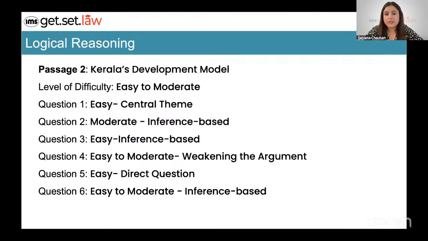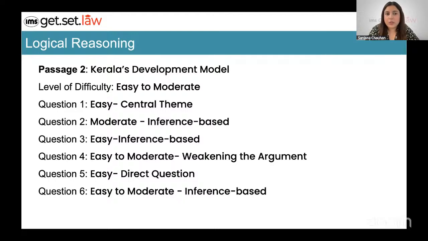That would have been a very confusing question for some of you because I feel that a lot of students still struggle with strengthening and weakening the argument based questions. So I've labeled it as easy to moderate. And then there was another direct, inference based question. So a lot of inference based questions throughout the logical reasoning section. But overall, this was an easy to moderate passage. If you end up solving five questions correctly, that's okay, right?